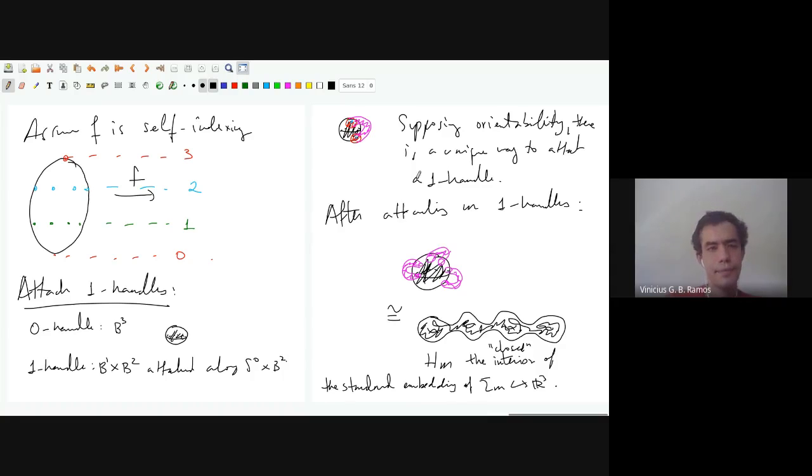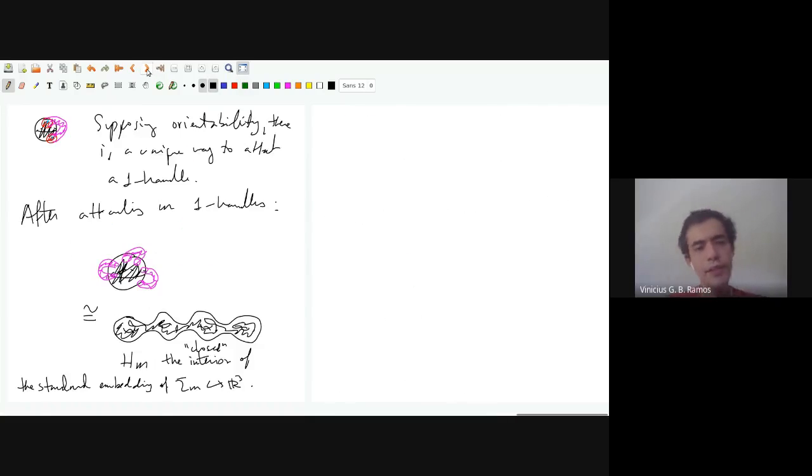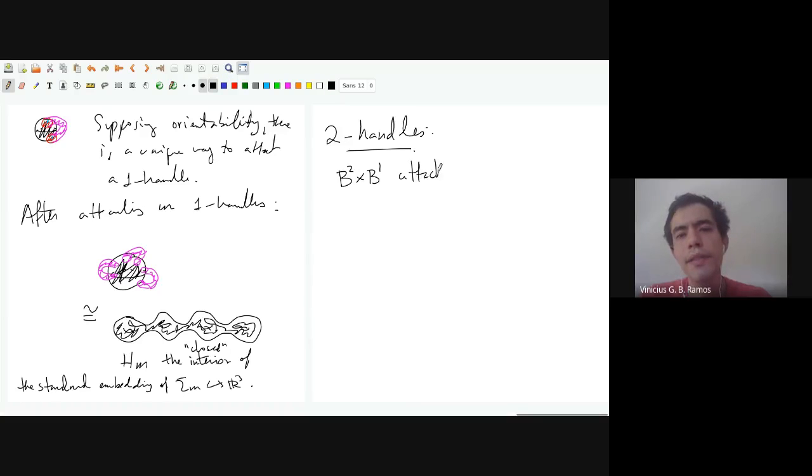Okay. Any questions about this? Okay, so now I have to attach the two handles. So how do I attach a two handle? Well, a two handle is a B2 times B1 attached along an S1 times a B1.